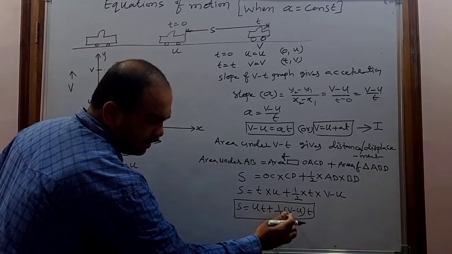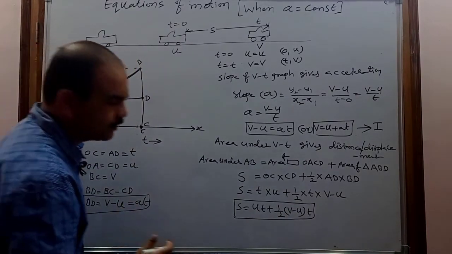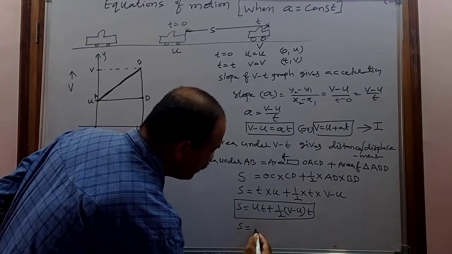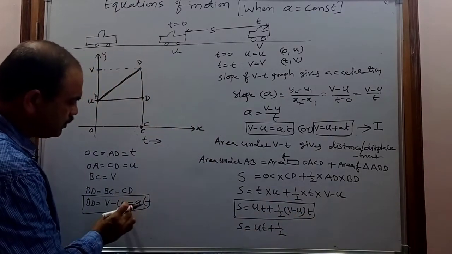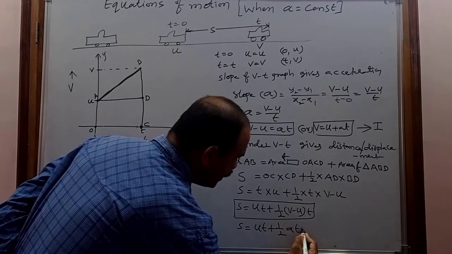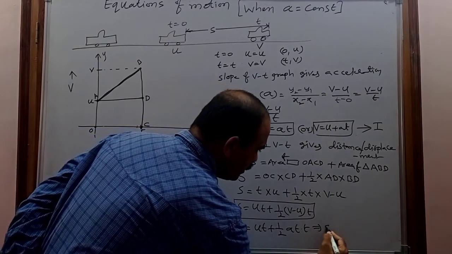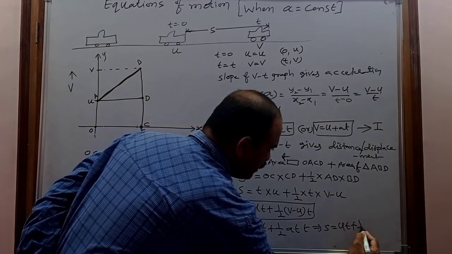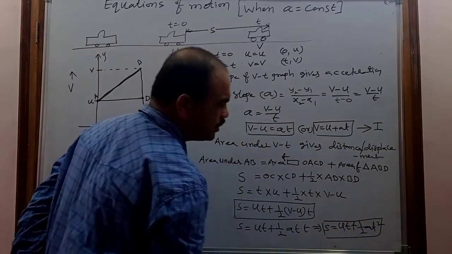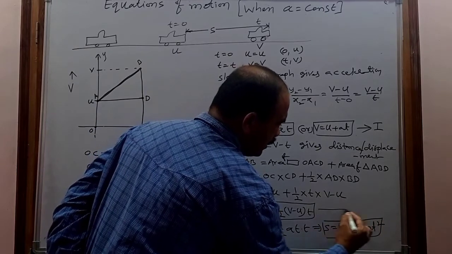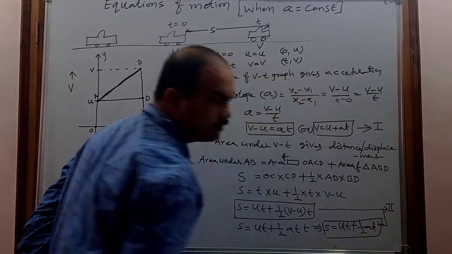In place of V minus U, when you substitute AT, what do you get? S equals UT plus 1 by 2 into V minus U, and V minus U is AT, so AT into T. That gives S equals UT plus 1 by 2 AT square. This is also called the second equation of motion. So these two can represent the second equation of motion.